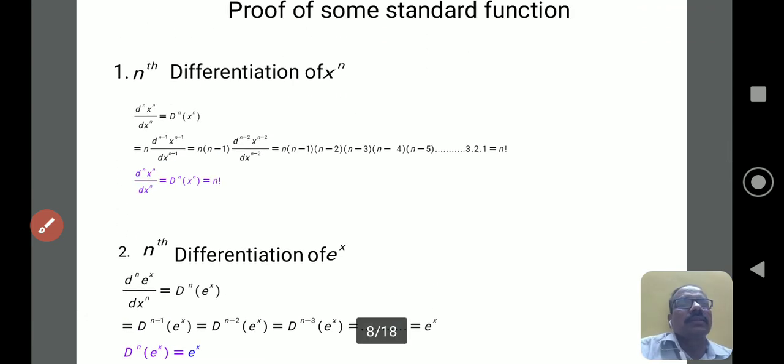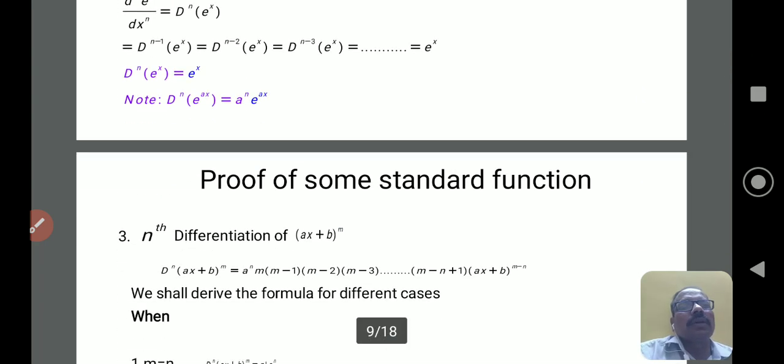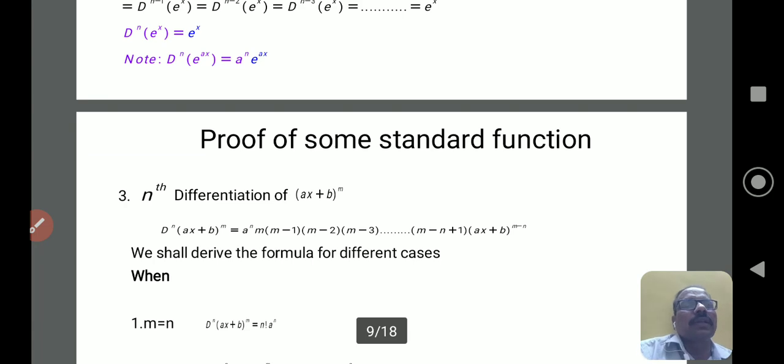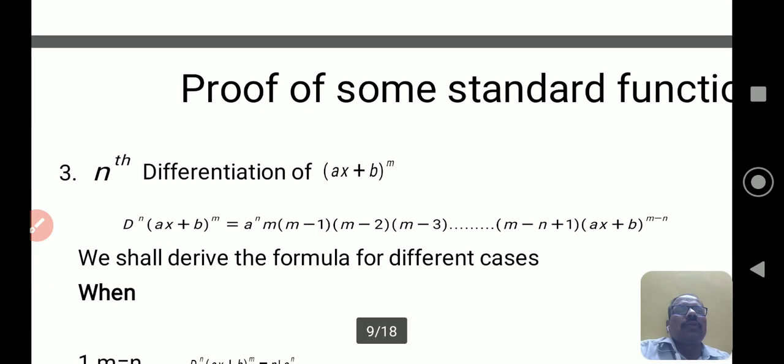These are the two very basic formulas or results of an nth derivative. X power n gives n factorial, and e power x gives e power x as it is. You can learn some more results for the nth differentiation here. The nth differentiation of ax plus b whole to the power of m. M is the power of the polynomial or algebraic function here. We can take the nth derivative of this function.